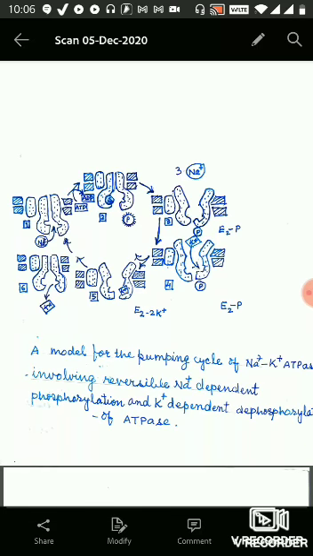The next diagram shows a model for the pumping cycle of the sodium potassium ATPase, involving reversible sodium dependent phosphorylation and potassium dependent dephosphorylation of the ATPase. These processes produce energy. Here we can see different stages: entering the sodium, enclosing the sodium, coming out of the sodium, and all the stages 1, 2, 3, 4, 5 and 6.